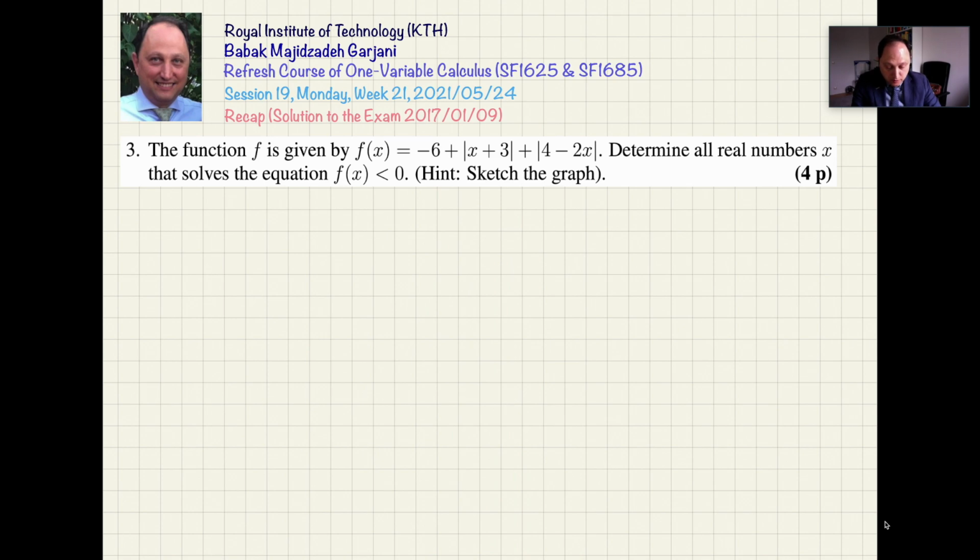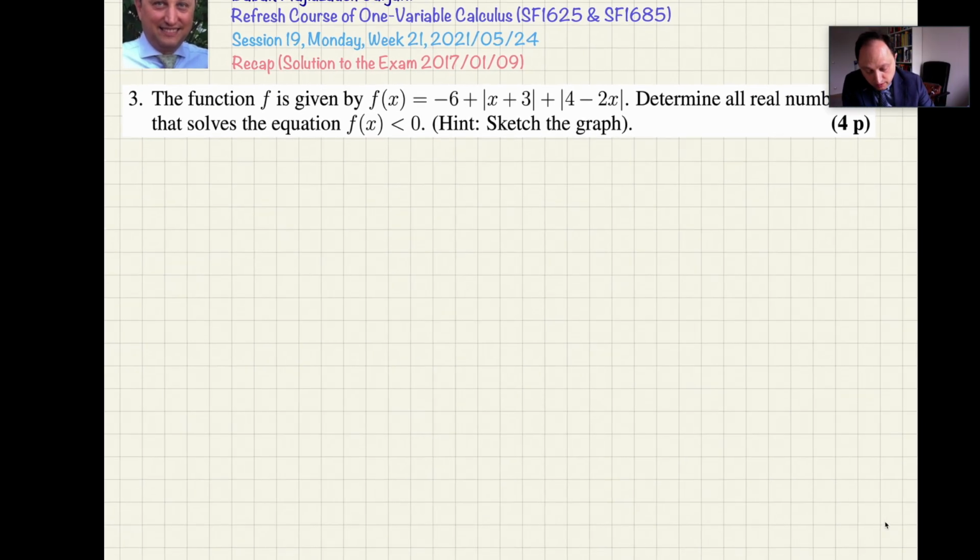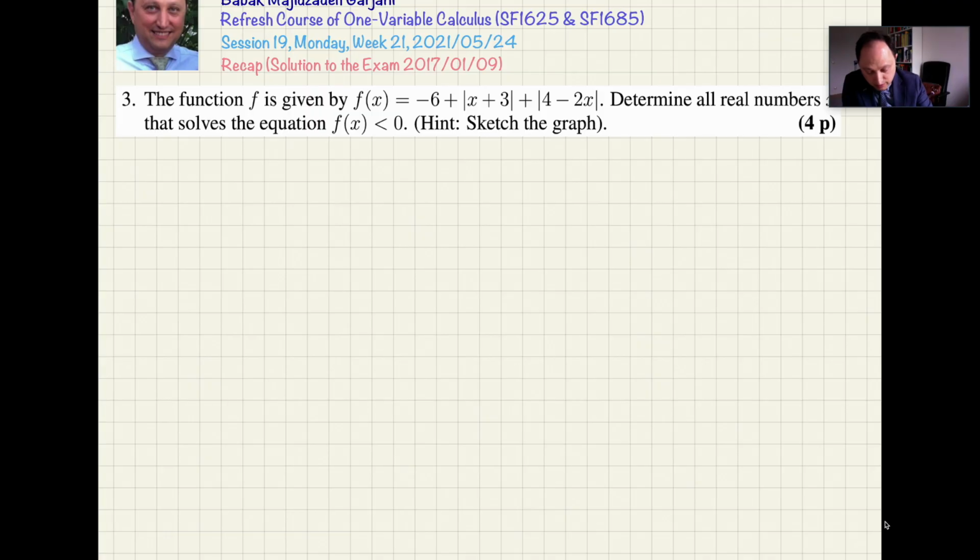Okay, I myself prefer to solve it without sketching the graph. But let me solve it my way, and of course I can also sketch the graph as a different practice. So what we want to do here is solve this inequality. Instead of f of x, I put -6 plus absolute value of x plus 3 plus absolute value of 4 minus 2x, and this is supposed to be smaller than 0. I move 6 to the other side. Then I have to solve this inequality and find all possible values.